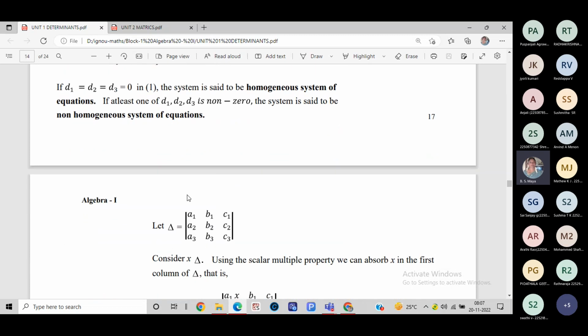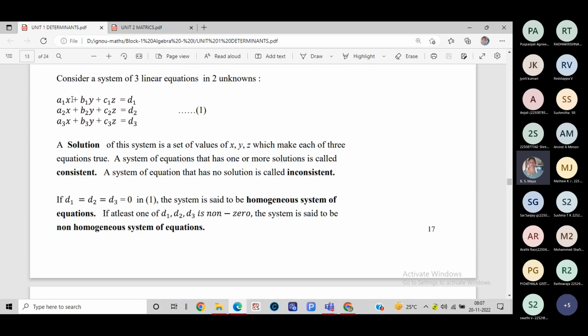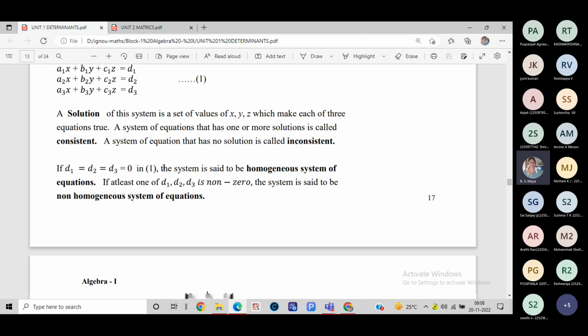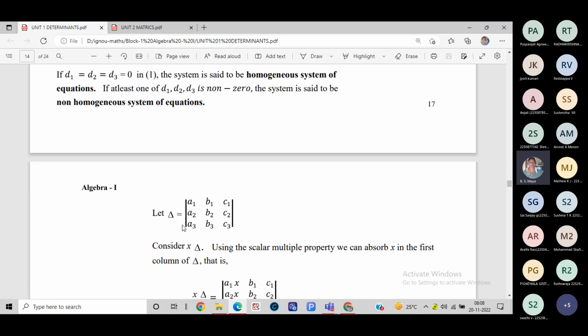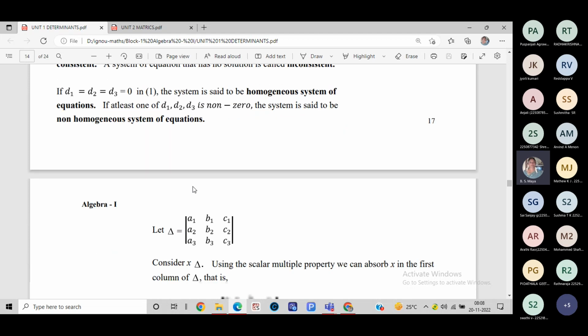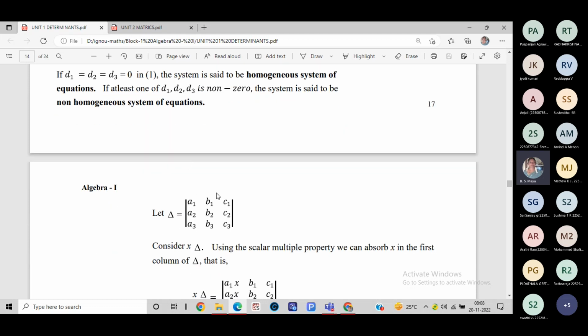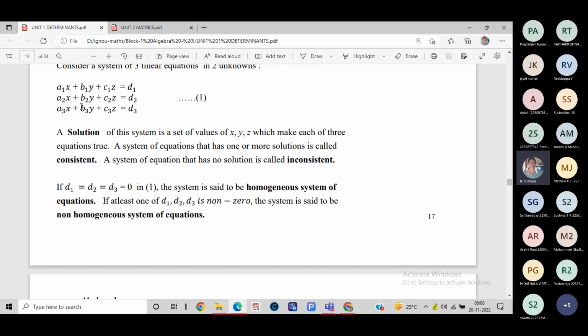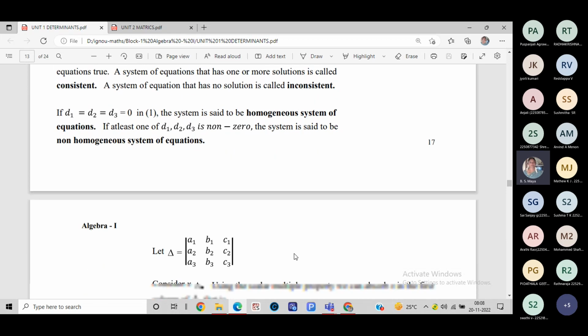Let's move on. If your equation is like this, I have to find out what is x, what is y, what is z. Then how to represent it? The first thing is we have the equation, and it should be represented in determinant form. So how to represent the determinant form? The determinant delta is equal to, what are the constants? A1, B1, C1, A2, B2, C2, A3, B3, C3. I should convert this into this form.